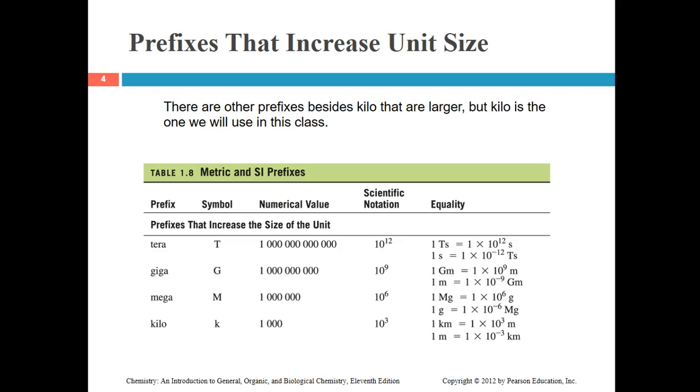Mega, giga, tera. Now in this class, honestly, the biggest one that we'll be using in this particular chemistry class will be kilo, which is 1,000 times, so like a kilometer is 1,000 times the size of 1 meter, or a kilogram is 1,000 times a gram.